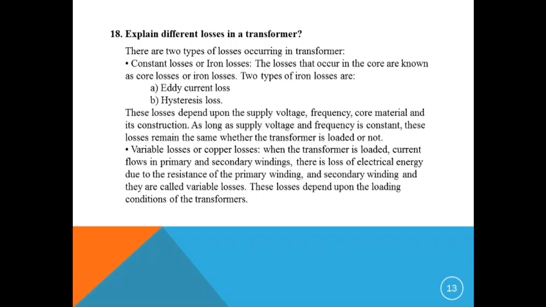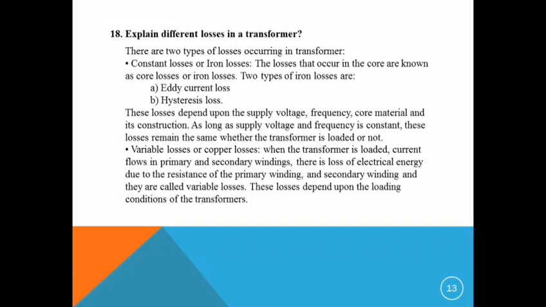First, constant losses or iron losses. The losses that occur in the core are known as core losses or iron losses. Two types of iron losses are eddy current loss and hysteresis loss. These losses depend upon the supply voltage, frequency, core material and its construction. As long as supply voltage and frequency are constant, these losses remain the same whether the transformer is loaded or not.